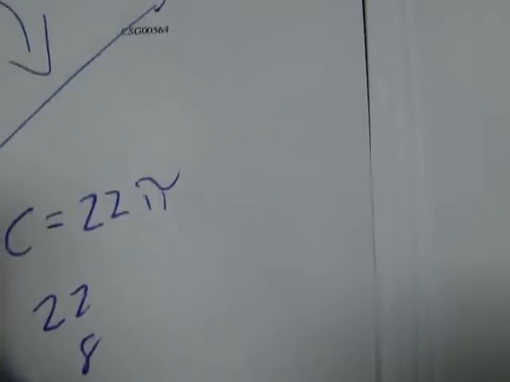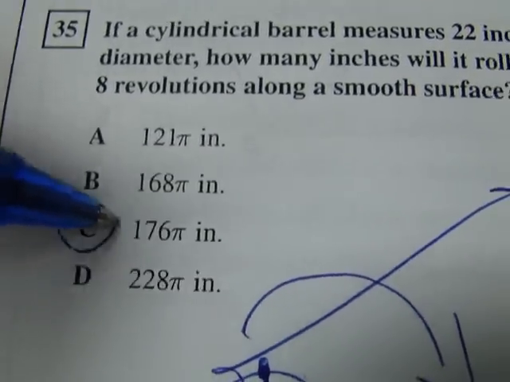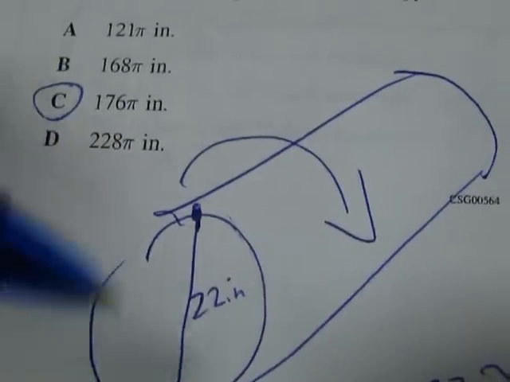So 22 times 8 is 176. Don't forget the pi, especially on Thanksgiving. Don't forget the pi, because we're talking about the circumference, not the diameter. Circumference, not diameter. Therefore, C is your best answer.